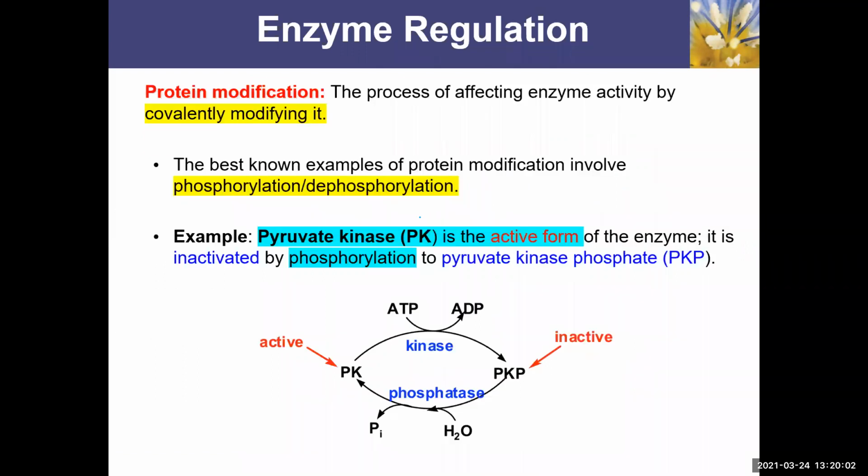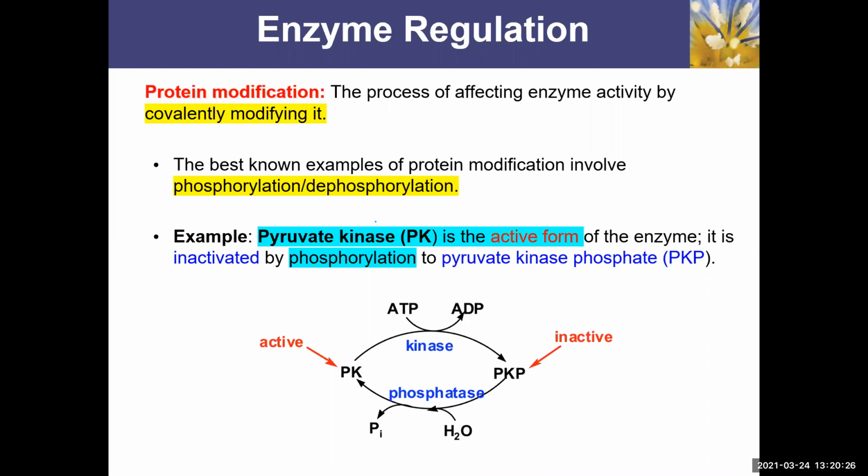Okay, then the protein modification. This is something which is super duper easy, which you need to know. What does this mean? This means sometimes an enzyme needs to be phosphorylated. Sometimes phosphorylation makes the enzyme active. Sometimes phosphorylation can make the enzyme inactive.